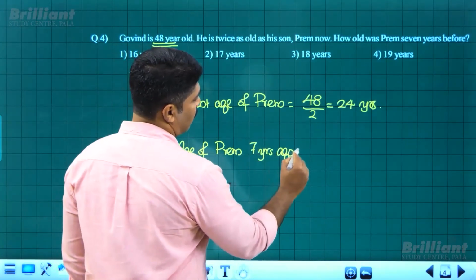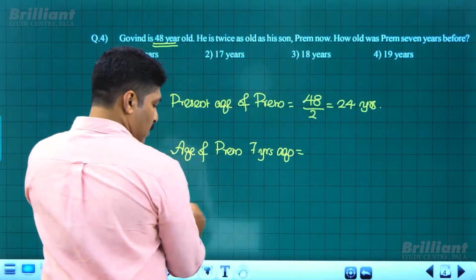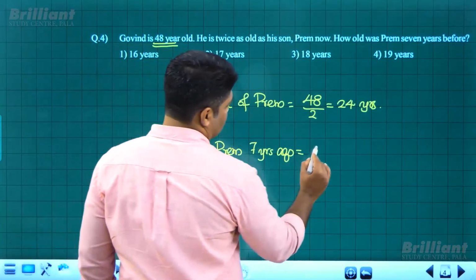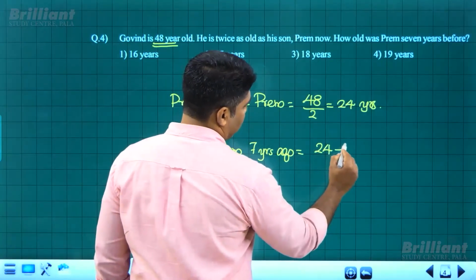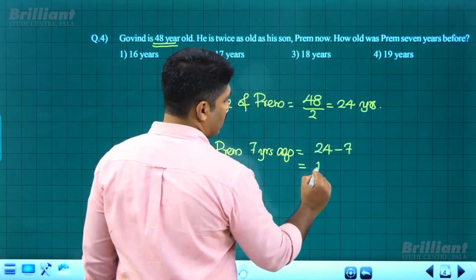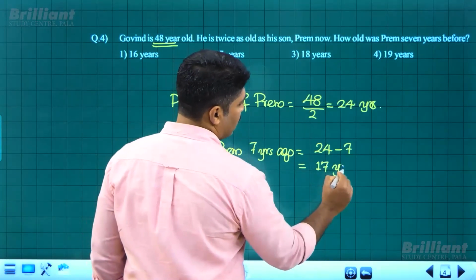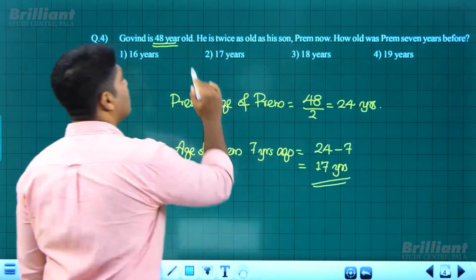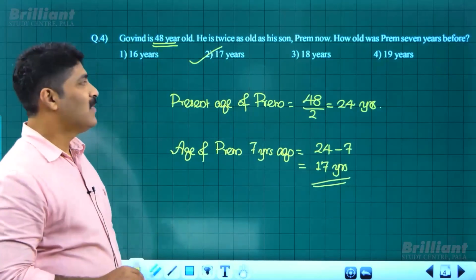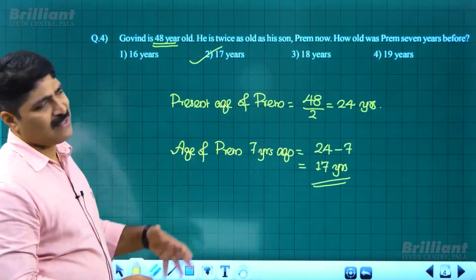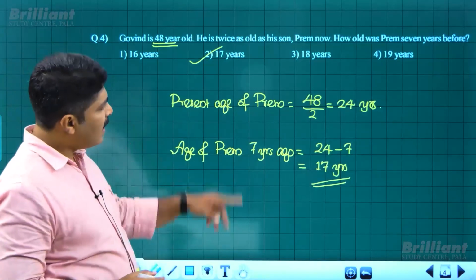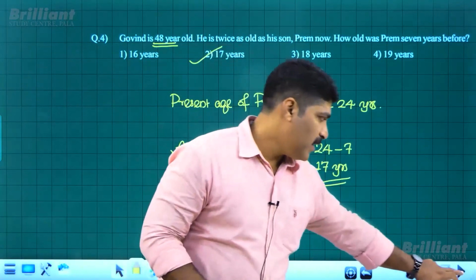7 years ago. What do you have to do? You have to subtract this 7 from this value, 24. So that is equal to 17 years. The answer is 17 years. So this is one of the easiest questions from age problems. We can directly reach the conclusions here.